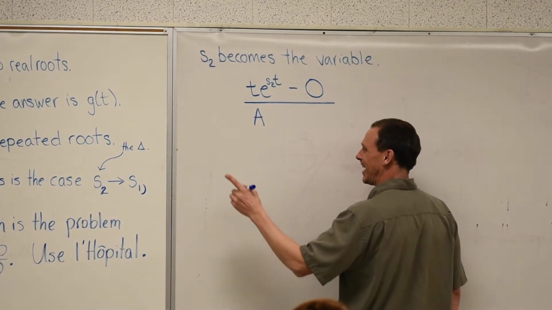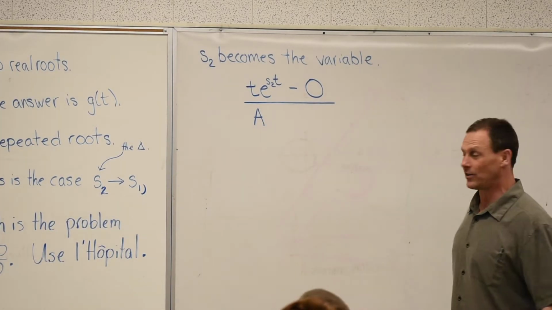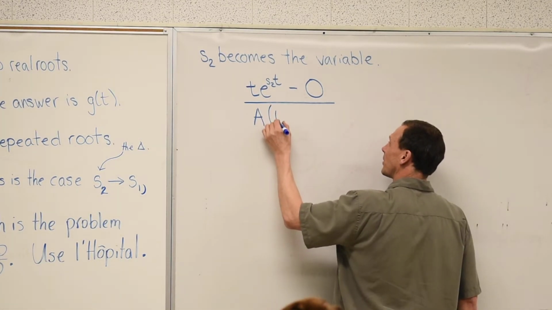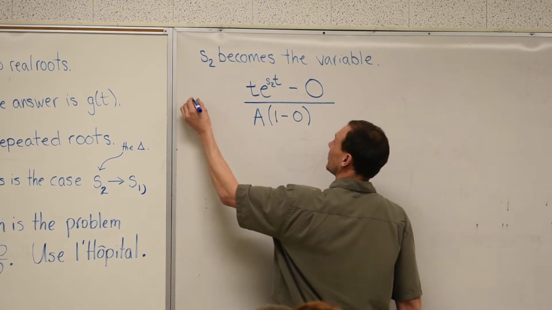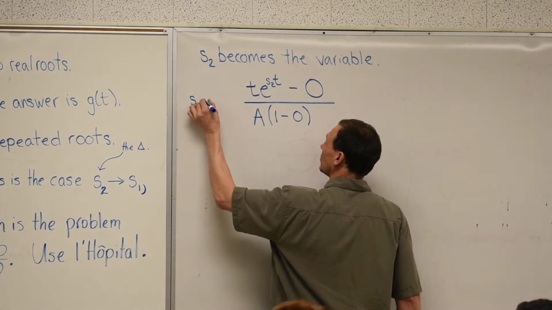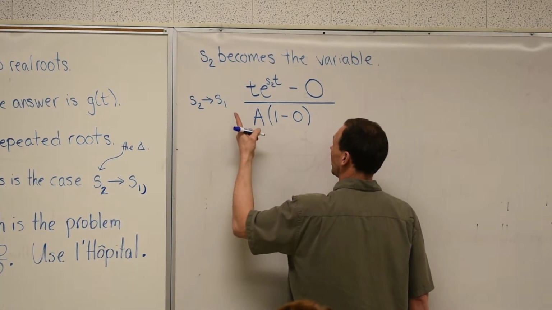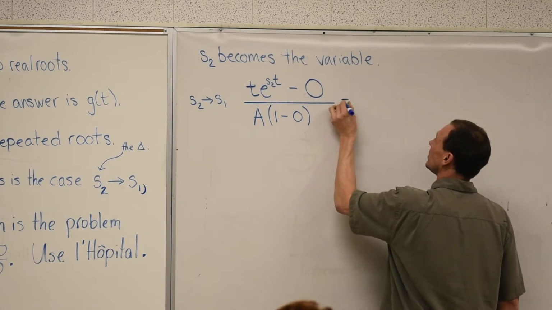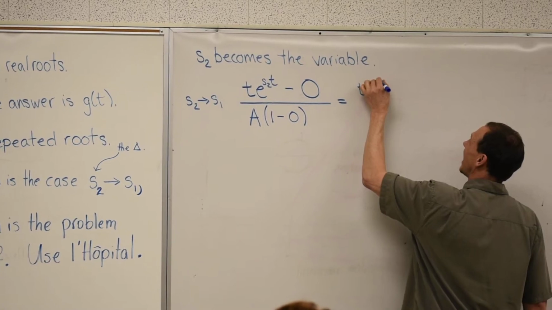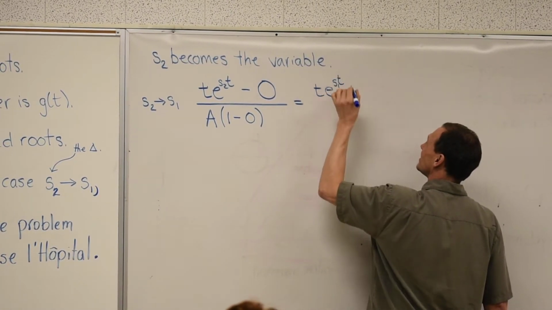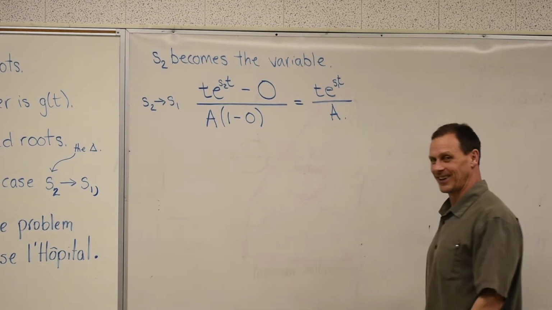So A is a constant. If I take the derivative of the parentheses term, the derivative of S2, that's just a 1. The derivative of S1, that's a 0. And we don't even have to worry about our limit as S2 tends to S1. Well, let's take it. Our limit then, this becomes t e^(S1 t) over A. That's your second solution.